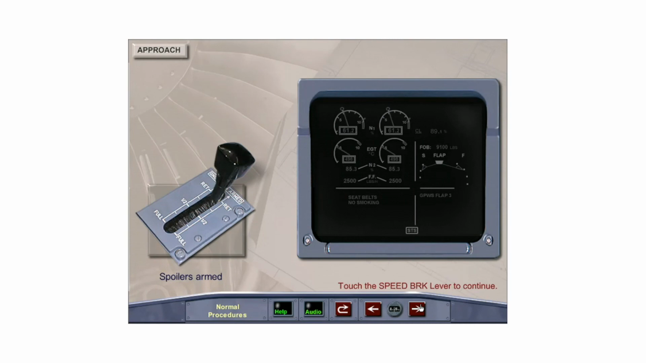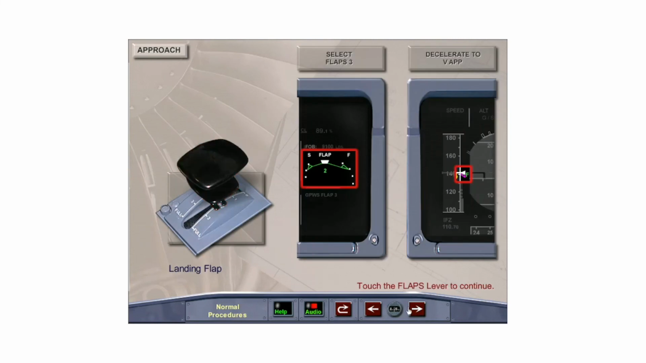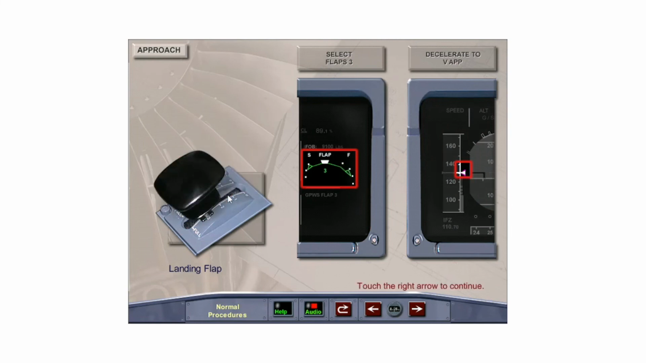At the appropriate time, the pilot flying calls gear down, landing check. The PNF arms the spoilers by pulling straight up on the speed brake lever and reads the landing check. Touch the speed brake lever to arm the spoilers, then touch the right arrow to continue. Touch the flaps lever to select flap 3 and decelerate towards VAPP. If a flaps full landing was planned, select flaps full.